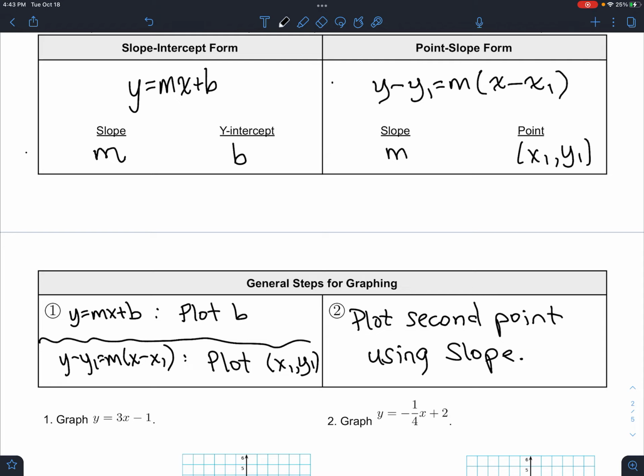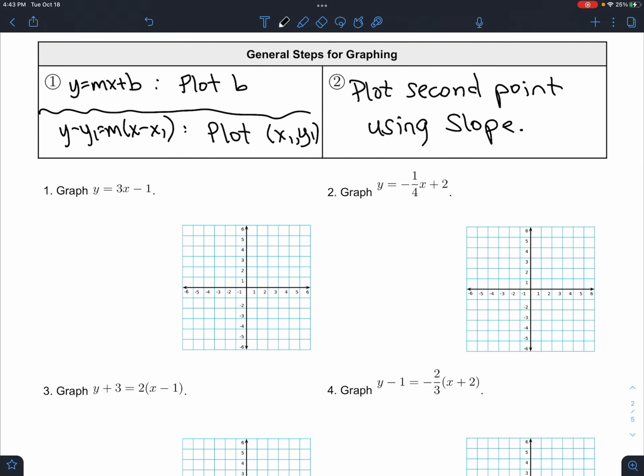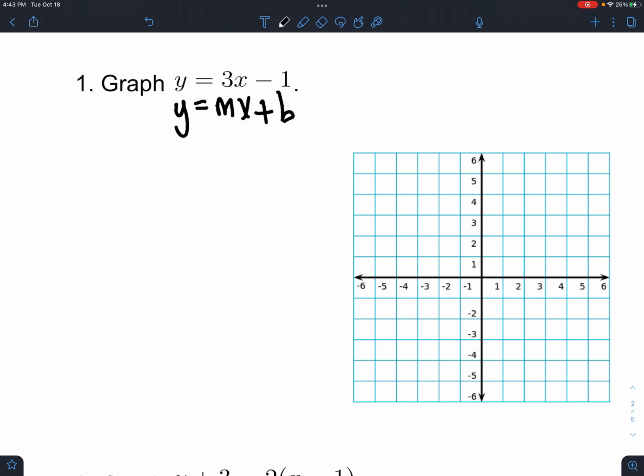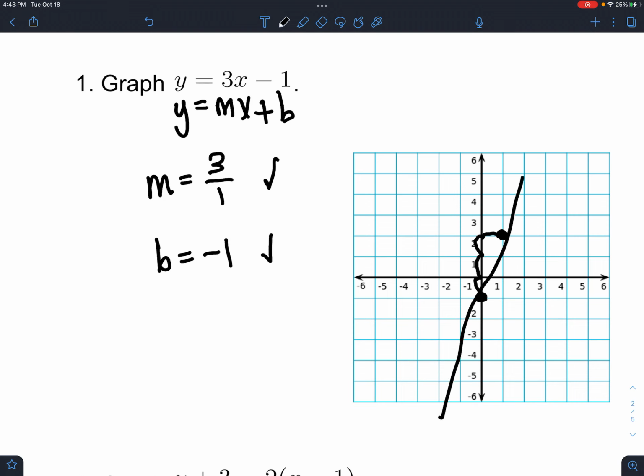And we're going to do that by using the slope. Okay? So let me show you. For this one, I personally like to write this underneath, and I suggest that you do that too. So then we can clearly see that m should be 3 and b should be minus 1. And all you do is you go to minus 1, and that checks off the b, and then you have to move up 3 and over 1. And that uses the slope to get a second point.